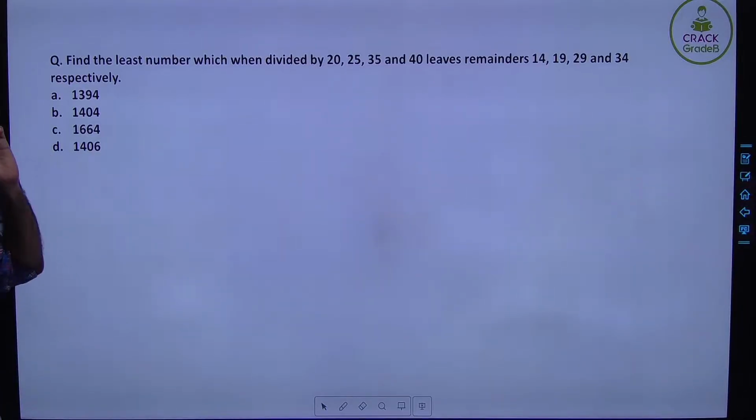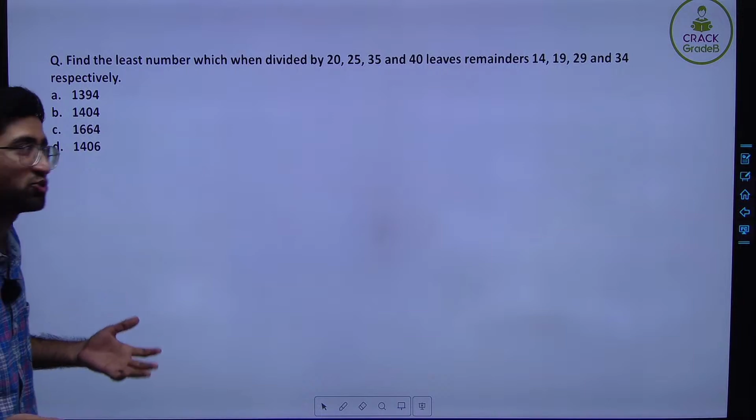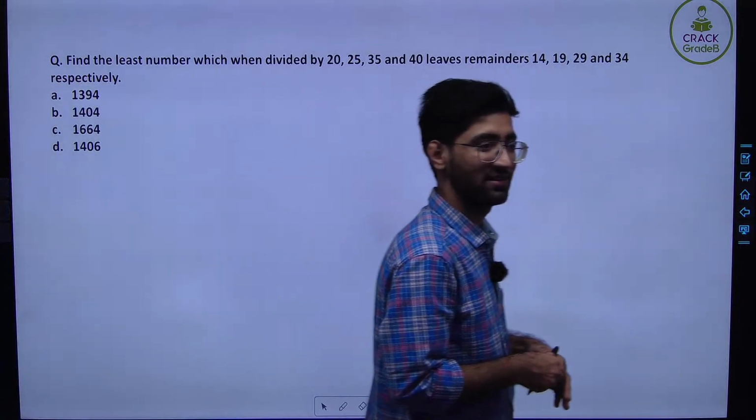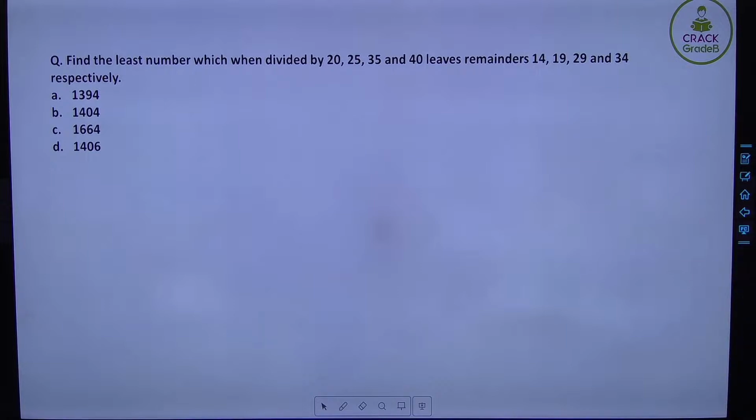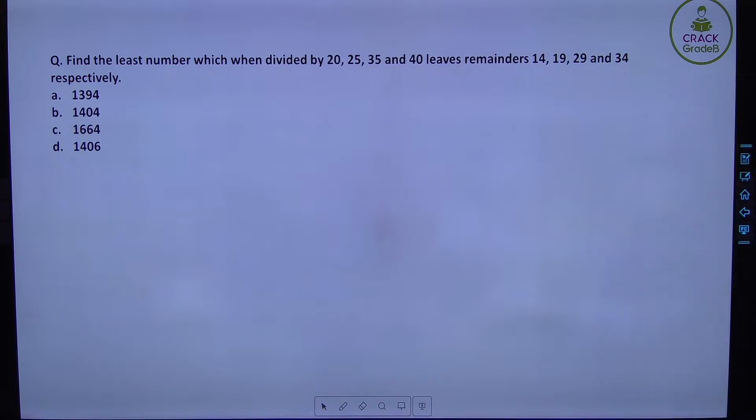now try to answer this question. See, you can use options, you can again use options. And we can expect this kind of questions getting asked in CSAT.